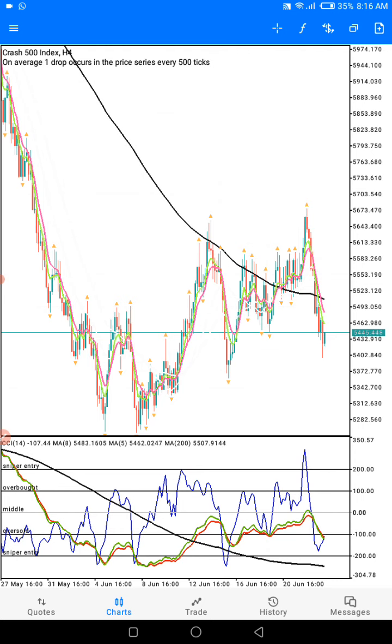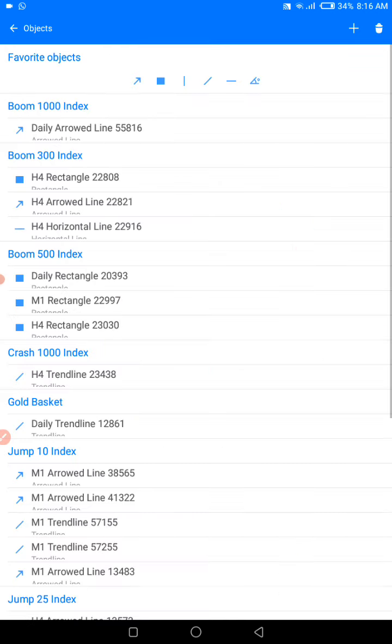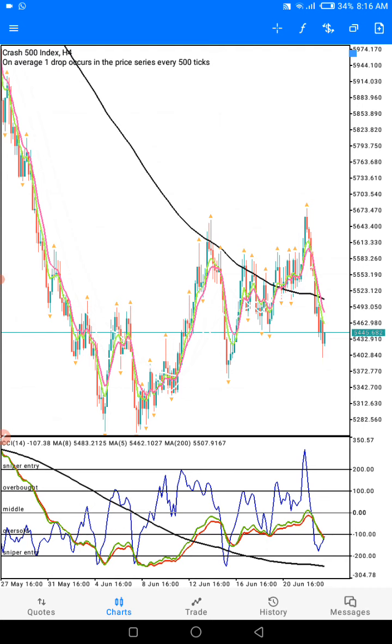Currently, this is the 4 hours time frame. Crash 500 is going to sell all the way, so we have to look at it from that angle. It's still going to sell downwards. If you look at our resistance level, let's draw our resistance line and see how it's going to play. Look at where we have multiple reactions.